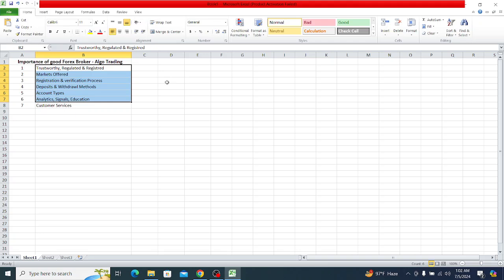Now the market is important because you never know: today you are trading forex, and tomorrow you suddenly decide that you want to trade cryptos also, or something else. If your broker is already offering all those options, then it will be great and easy for you. The third important thing is the registration and verification process.